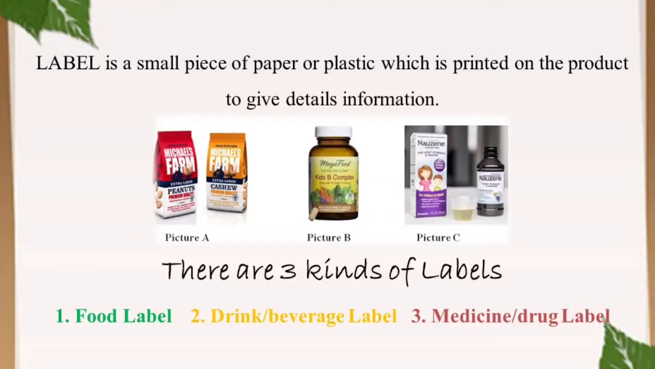And then there are three kinds of labels. Jadi ada tiga macam dari labels. The first one is food label, label pada makanan, and then drink or beverage label, label pada minuman, and then medicines or drug label, label pada obat.